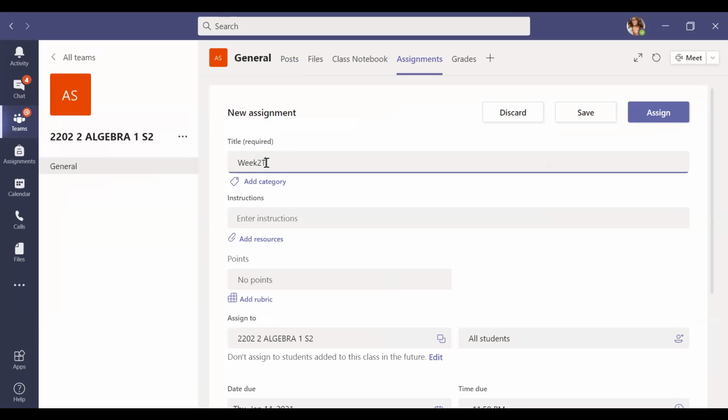So this is for week 2, Thursday, for Algebra 1, semester 2. Our topic today is going to be transformation of exponential functions.